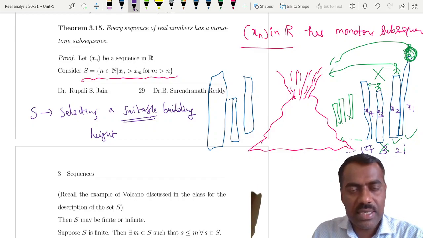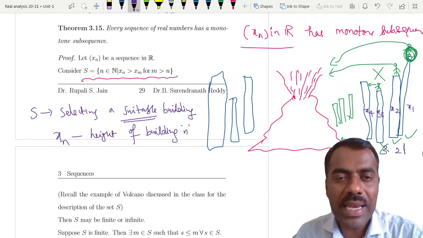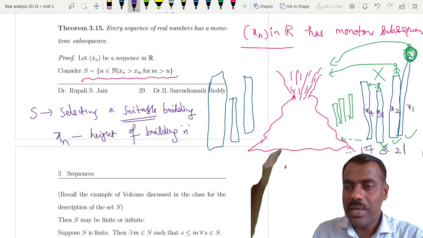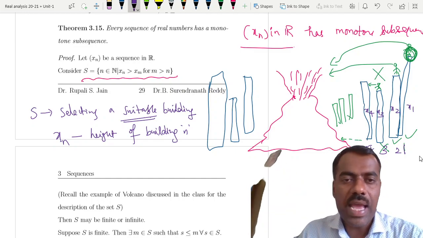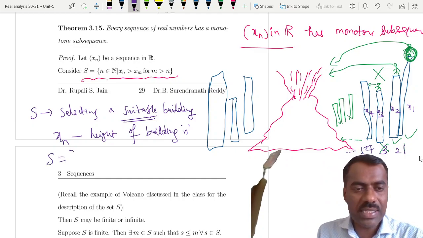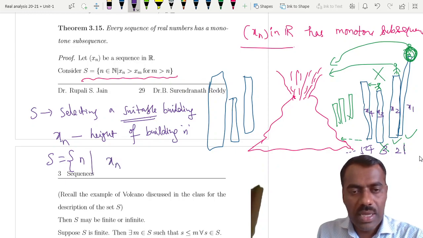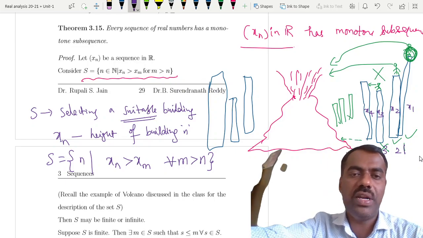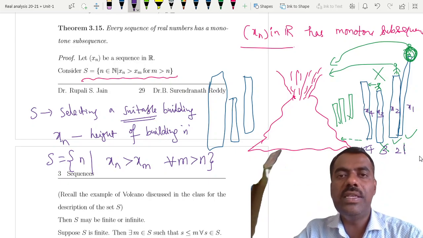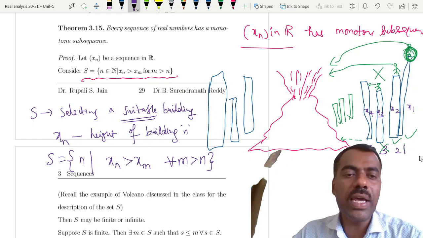So you say S is n belongs to N such that xn, that is the height of that building, xn is the height of building number n. This height should be bigger than xm. What is m? m is the building which is in front of you, not back, in front of you, okay. So that means m is greater than n. So what is your set S? I'll select building n if the height of that current building is bigger than xm for all m bigger than n. So this m greater than n says that whatever buildings are in front of you, those buildings' height should be smaller than your building height currently where you are standing, right?